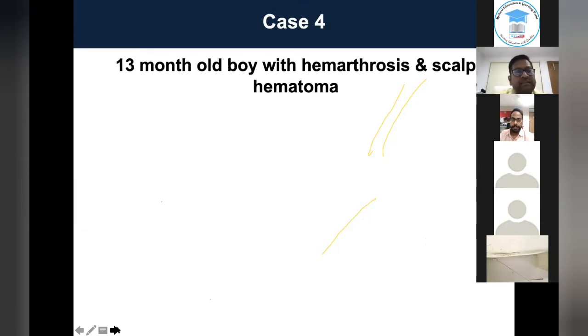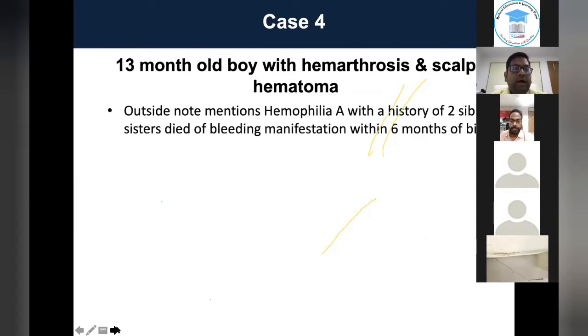Coming to the next case, a 13-month-old boy with hemarthrosis and scalp hematoma. The outside note mentions hemophilia A, with a history of two sibling sisters who died of bleeding manifestation within 6 months of birth. So kindly note there are two sibling sisters, females being affected. Whenever two females are affected, you have to really question the diagnosis of hemophilia A, because hemophilia A usually affects the male members. Exceptions are there, that is Lyon's hypothesis, or Lyonization, you must be aware of it.